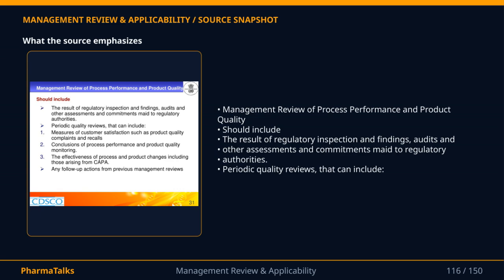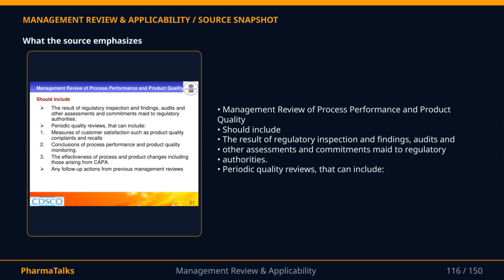The management review is a critical process that evaluates both process performance and product quality. It's not just a routine check. It should comprehensively cover the outcomes of regulatory inspections, any findings from those inspections, as well as audits and other assessments. This ensures that the company meets its commitments to regulatory authorities effectively.